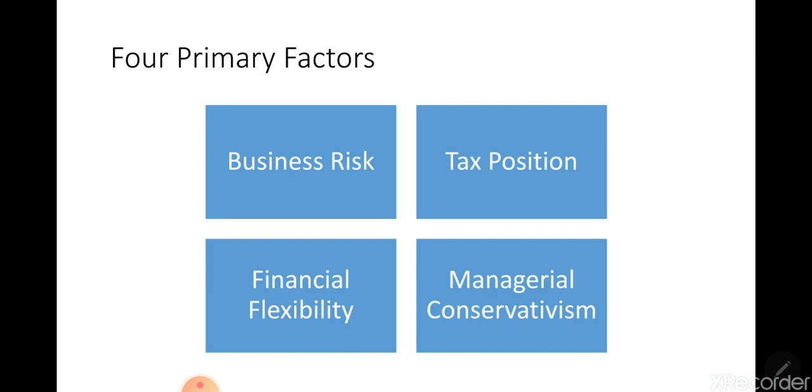Number two, we have tax position. A major reason for using debt is that interest is tax deductible, which lowers the effective cost of debt. However, if most of a firm's income is already sheltered from taxes by depreciation tax shields or interest on currently outstanding debt, its tax rate will be low.